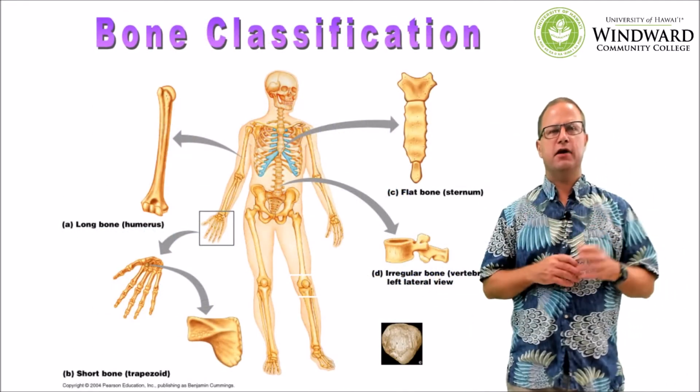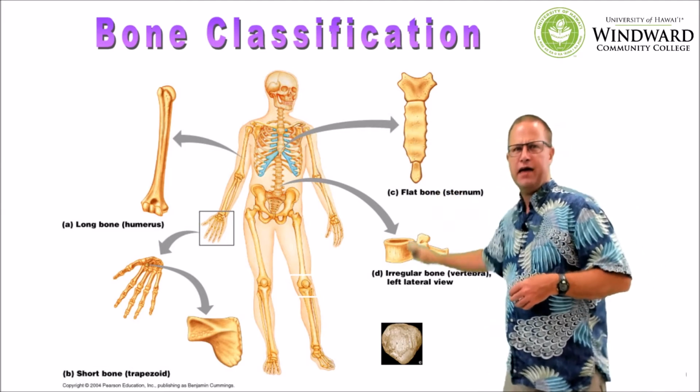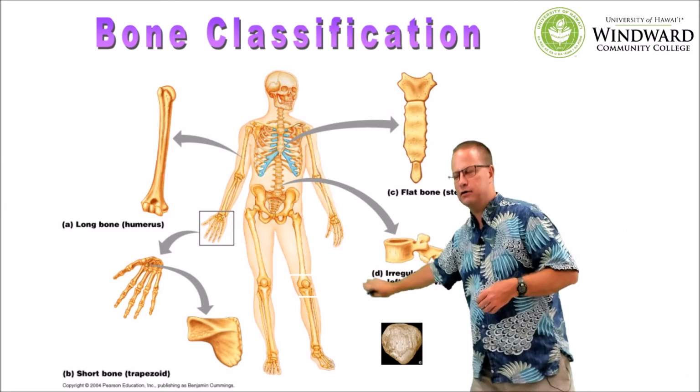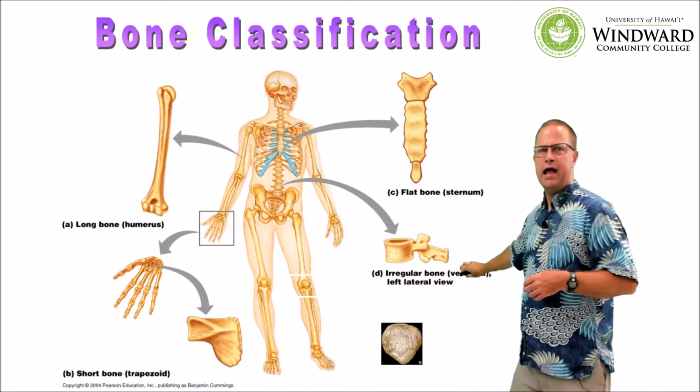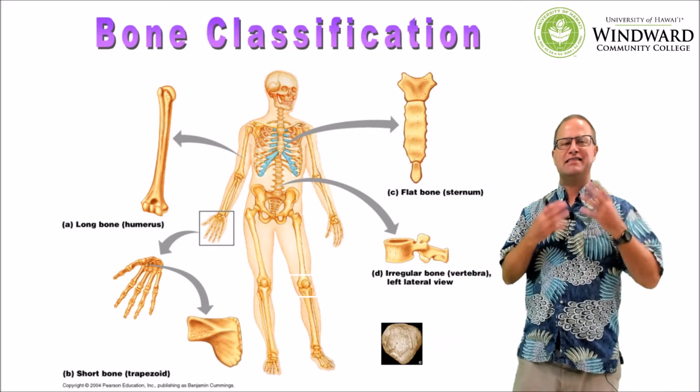So these are examples from the skeleton right here. Firstly, you can see this is the sternum. The sternum is a nice flat bone. Okay, what about the vertebrae? The vertebrae is irregularly shaped, so we call it an irregular bone. And then down here, we've got the patella. The patella is kind of sesame seed shaped, so we call it a sesamoid bone.